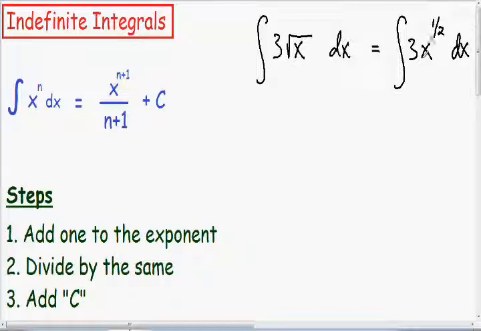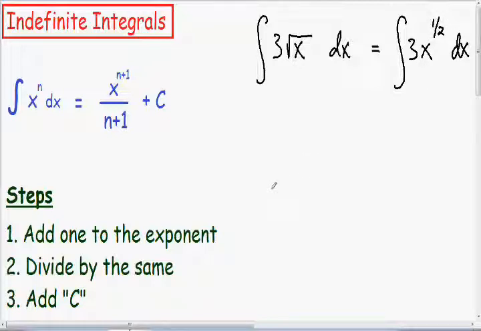So now that we have an x followed by an exponent, this is just a basic integral example, and we can integrate this using the steps I wrote for you on the bottom left part of the screen. So let's just dig right into this integral. Our step number 1 is we want to add 1 to the exponent. So since we have a 1/2 exponent in our integral, we got to add 1 to that if we integrate it. So 1/2 plus 1 is 3/2.